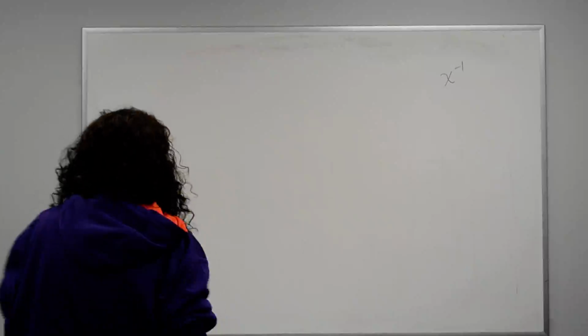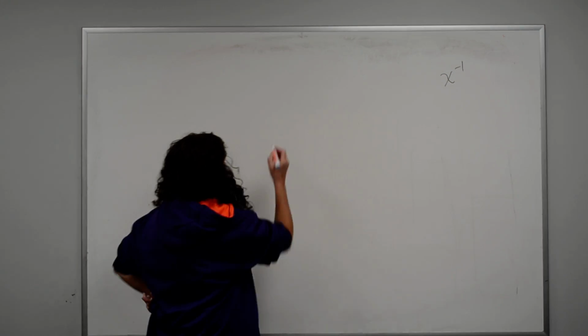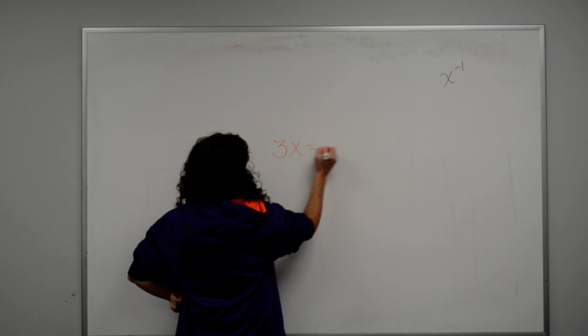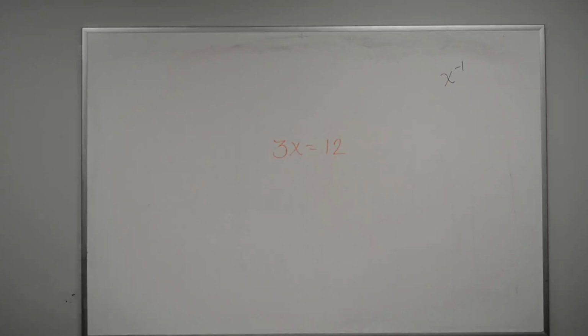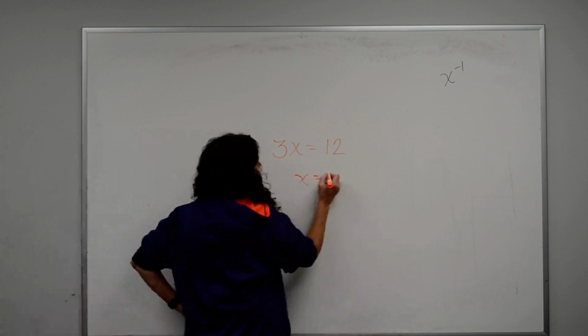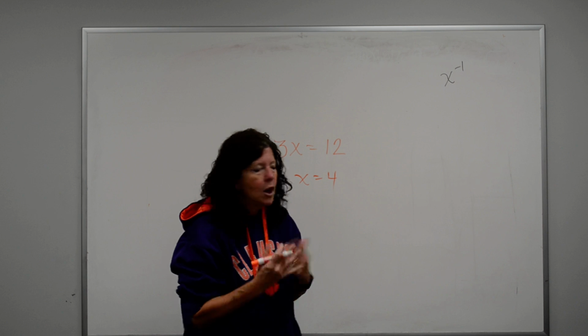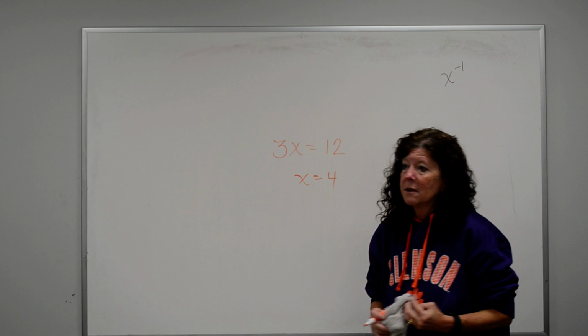Okay, the way that these inverses are used has to do with solving for an unknown. How do I solve for x? Divide by 3. I divide by 3. So no problem, then I easily find x is equal to 4.